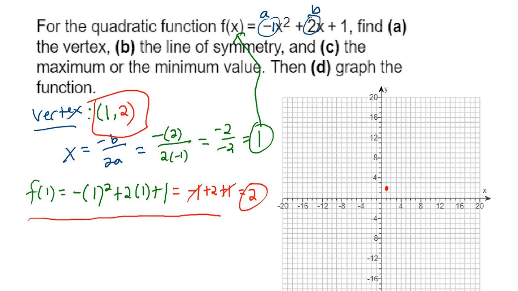All right, before we get to plotting points, let's do the next thing we're being asked to find here, which is the line of symmetry. It's weird: in the previous section, they were calling it axis of symmetry. In this section, they're calling it line of symmetry. I apologize for the change in terminology, but it's referring to the same thing. And you get the answer in the same way. It's going to be x equals the x-coordinate of the vertex, which is 1 in this case. So that's it. That's the line of symmetry. That's the axis of symmetry.